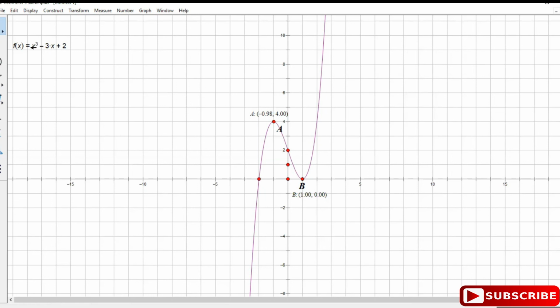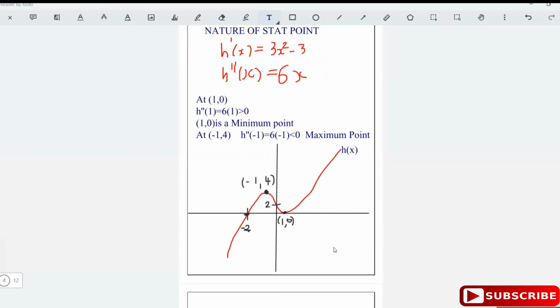Nice. So this is the curve of how h of x looks, which is just like our sketch. All right, see there, just like our one. Easy.